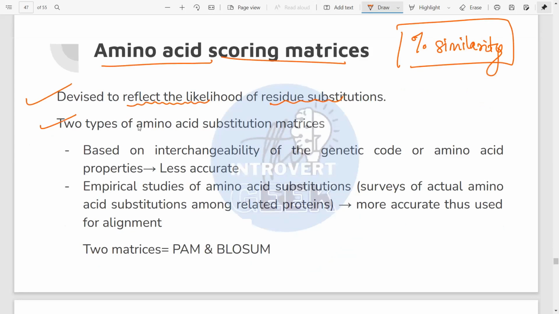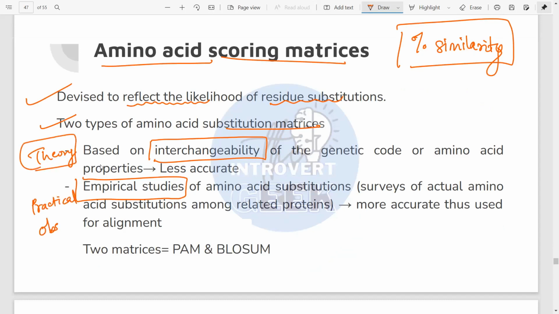Two types of matrices are present right now. One matrix is based on the interchangeability of the genetic code or the amino acid properties, and the other one is an empirical study. You can just say that one is a theory-based method and the other one is an actual practical observation.